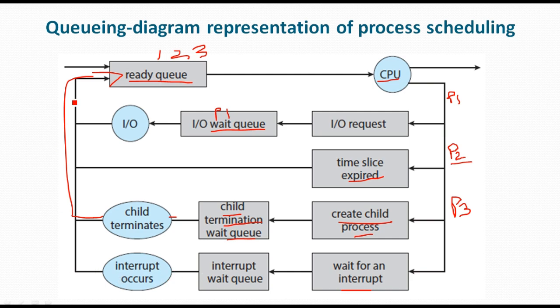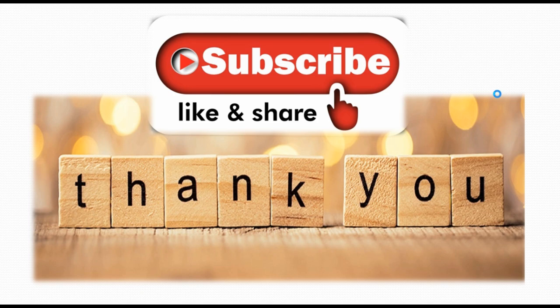Once the processes complete their execution in the CPU, they will be terminated. This arrow shows the termination of the process. So this is how the scheduling queue works. Hope you understood this concept.